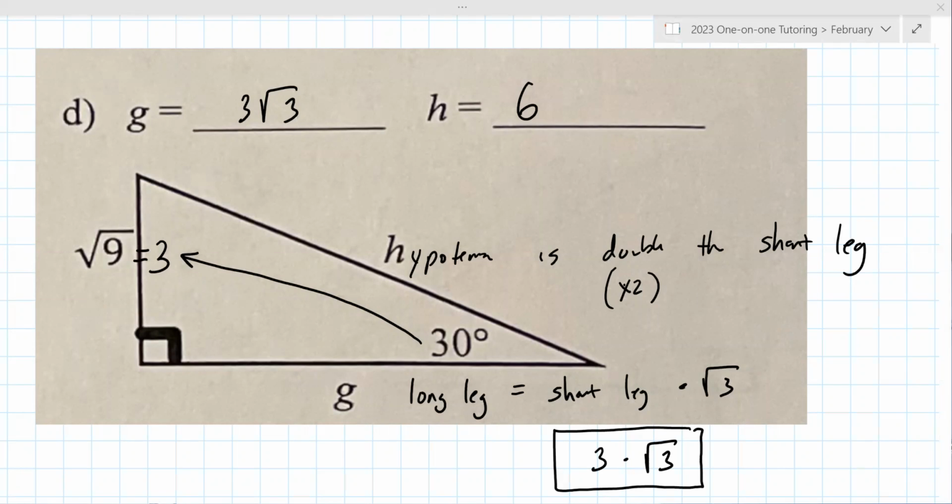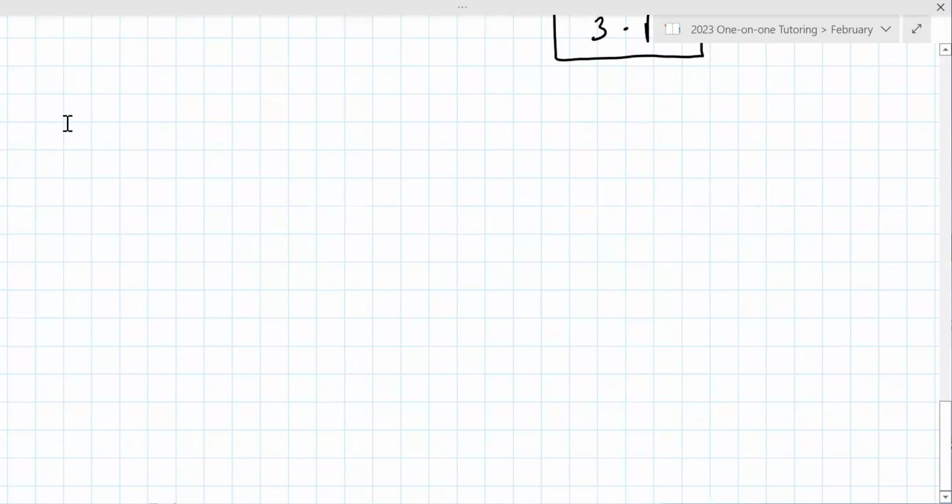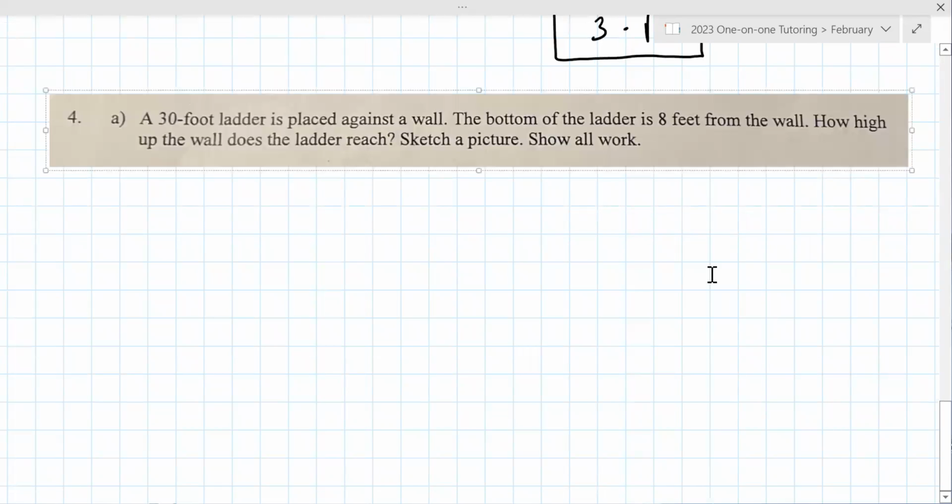All right, so we're going to look at 4 now, 4a. Let me know when you get all this down. I'm ready. All right, so here's what I'm going to ask you to do for 4a. I want you to draw a picture of the scenario. The scenario is a 30-foot ladder is placed against a wall. I just want you to sketch a picture. Let me know when you've done that.